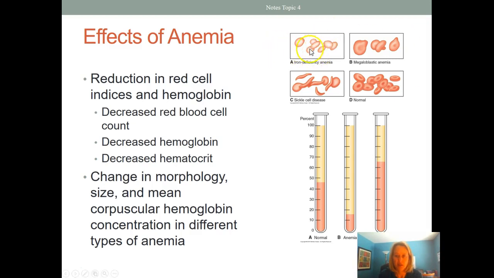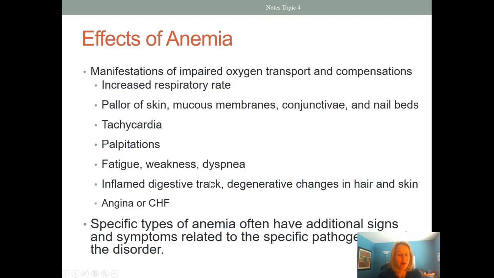For instance, in iron deficiency anemia, we see microcytic, hypochromic red blood cells. In megaloblastic anemia, we see enlarged red blood cells. They're going to have a high mean corpuscular volume. In sickle cell anemia, we'll see an abnormal shape of red blood cells. Let's talk about some of the manifestations of anemia. So manifestations of impaired oxygen transport and some of the compensations.